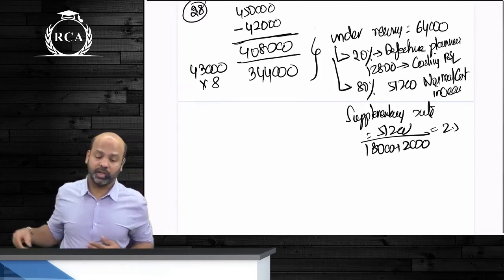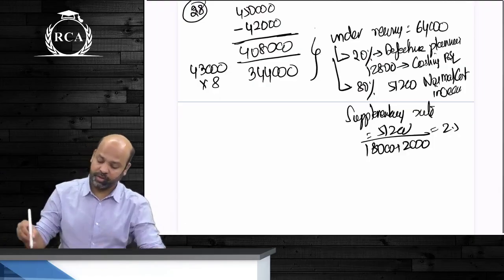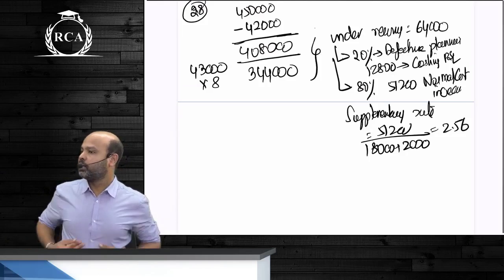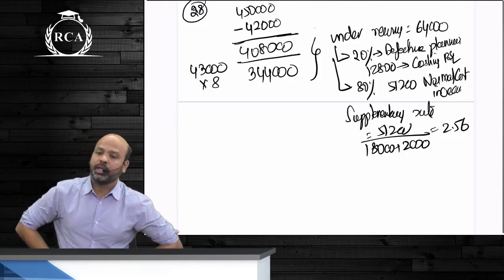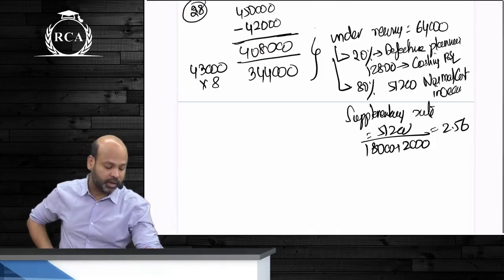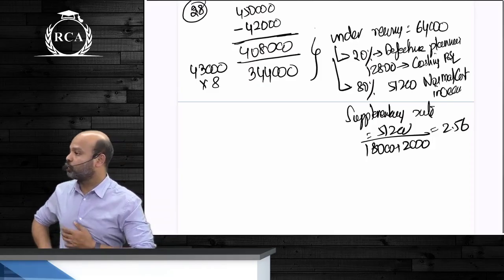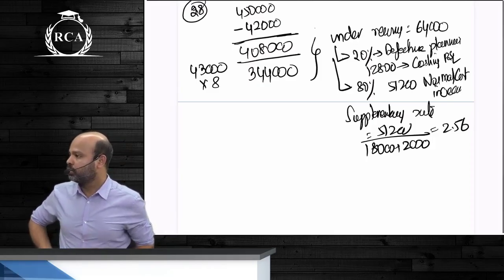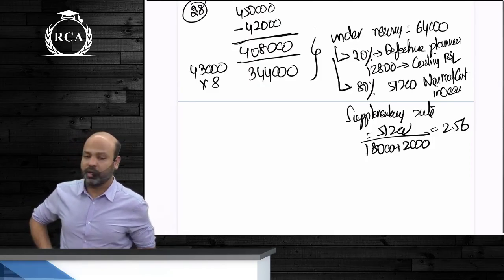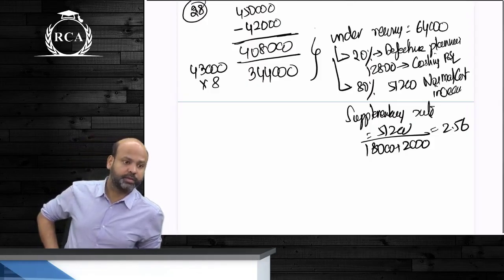Do not write like this, but write proper answers, okay? This is just to verify. 2.56 is the supplementary rate per unit. 2.56 multiplied by 10,000 will get transferred to cost of sales, into 8,000 will get transferred to finished goods account, and into 2,000 will go to work in progress account. That's the answer for question number 28.